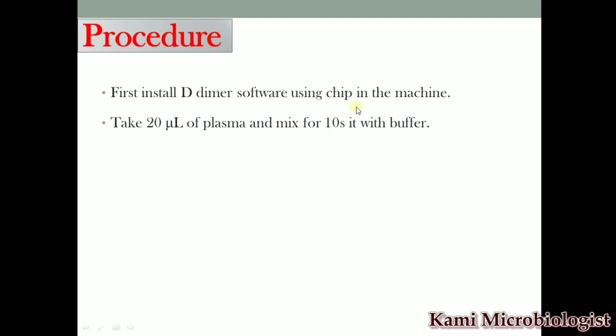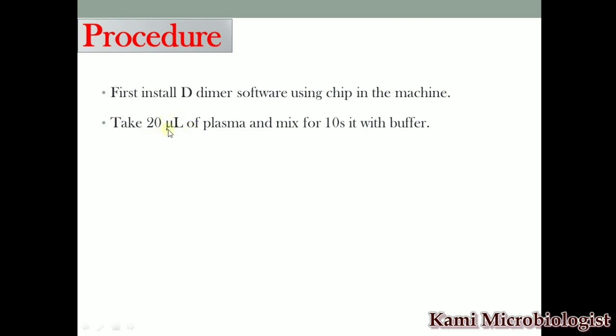Now you install it, then what will you do? One thing I must tell you: here I write 20 microliter, but it depends on the kit. Let's suppose if you are using an Excel company kit, you will use 20 microliter, and if you are using a Fine Care company kit, you will use 10 microliter. So remember the quantity.